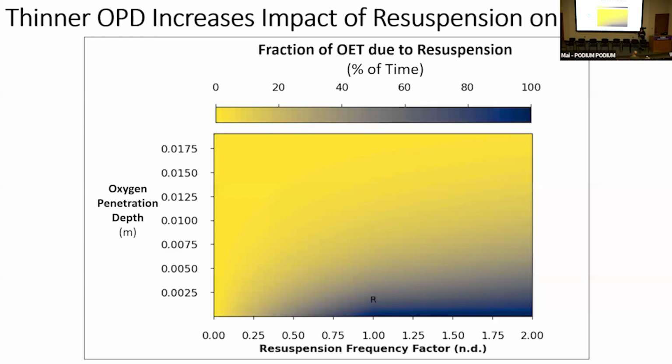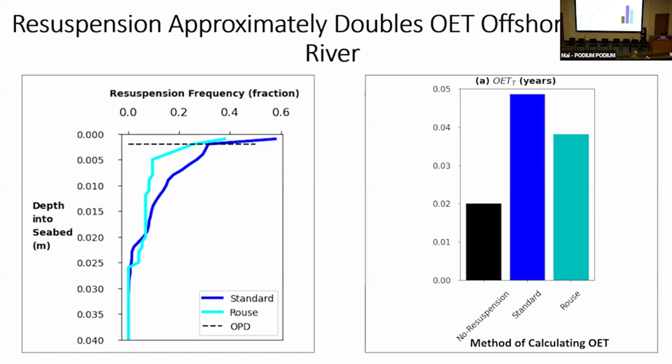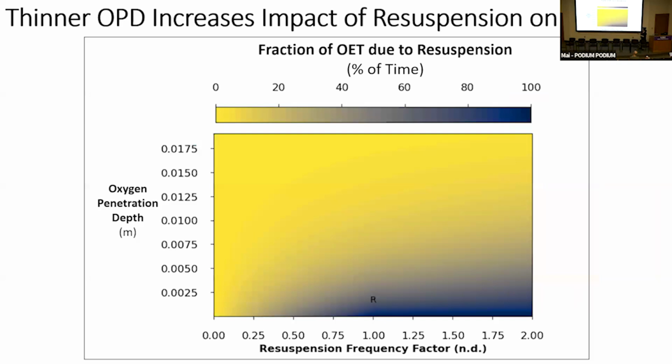One of the nice things about models, as Stanley showed you, is that if you vary the environmental conditions, you get different estimates. Here you're looking at the fraction of oxygen exposure time due to resuspension. So 0 would be no resuspension, it isn't contributing at all to oxygen exposure time. Blue is 100% resuspension. On the x-axis, you're looking at resuspension frequency factor, a factor by which we multiply these profiles. If you multiply by 2, you're doubling the frequency of resuspension; if you have 0, you have 0 resuspension. And on the y-axis, you're looking at oxygen penetration depth, going from 0 to 2 centimeters at the top.